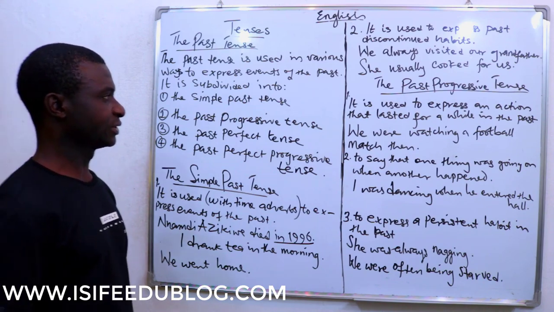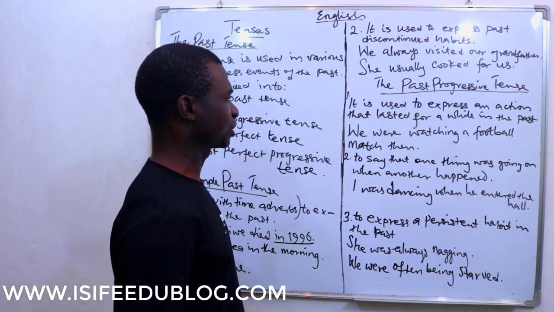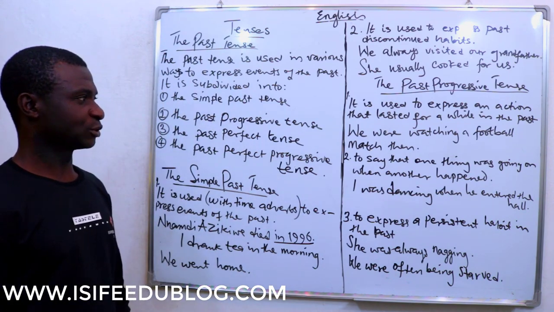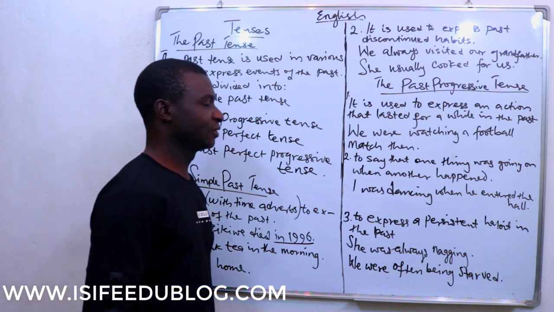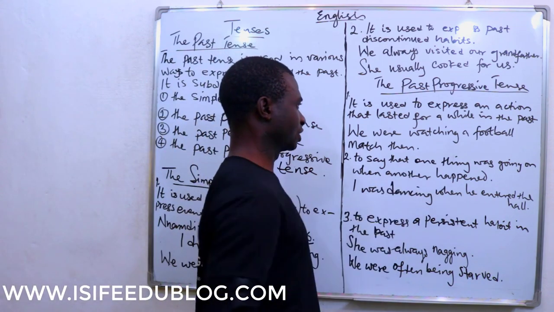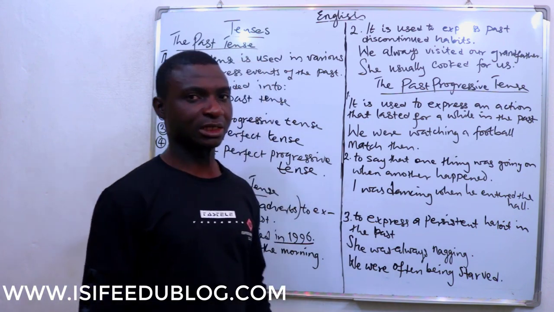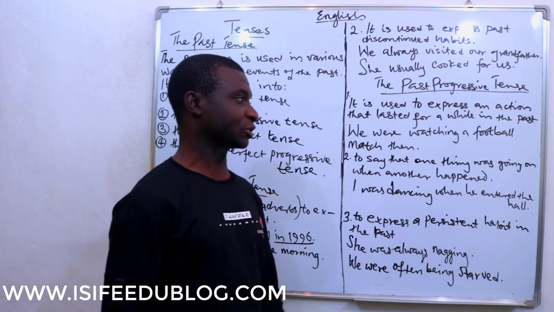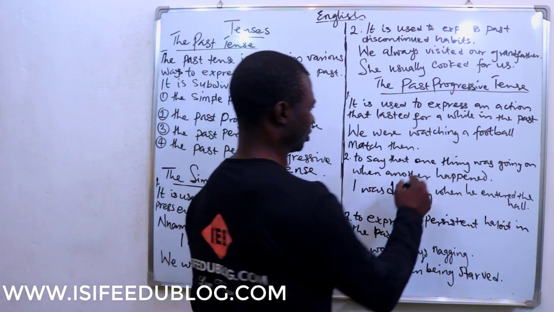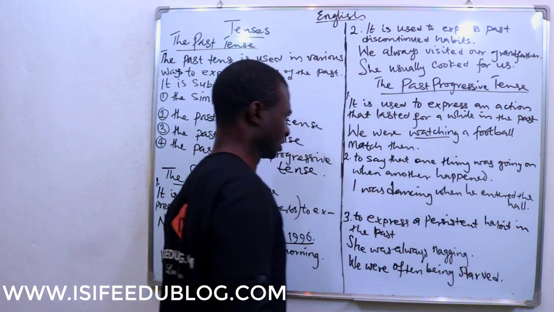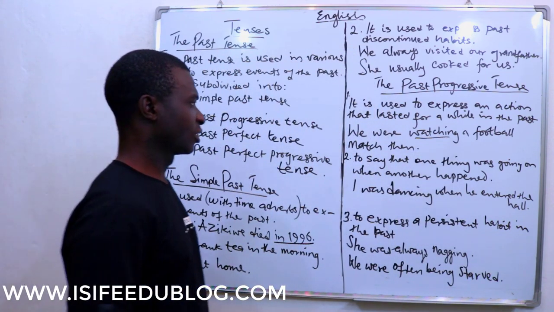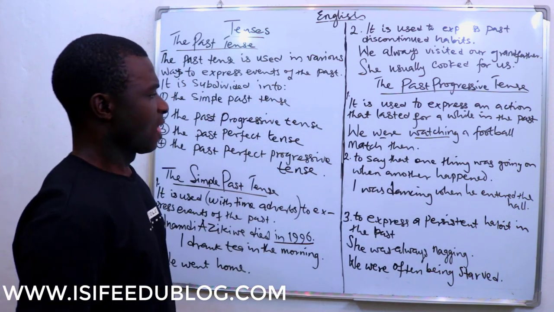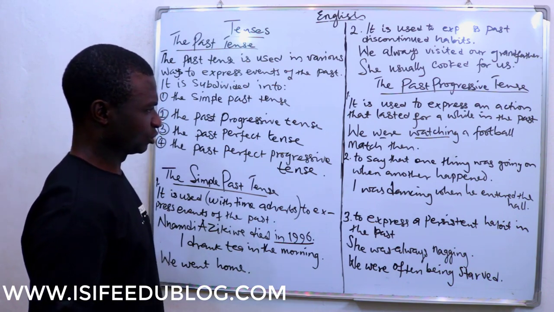The past progressive tense is used to express an action that lasted for a while in the past. That's one function of it, to express an action that lasted for a while in the past. We were watching a football match then. Alright? This watching of the football match is not going on now, but it took place for some time in the past. That's why we have added watching in the continuous form. That is were, the be verb, and then watching in the past.